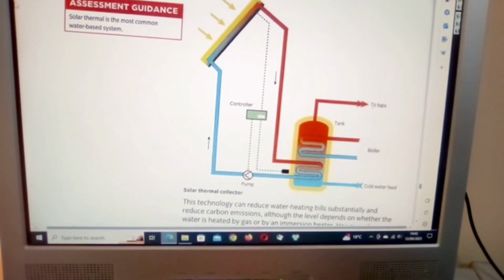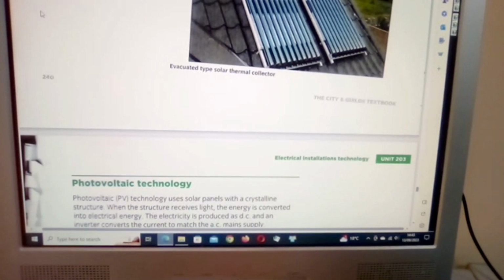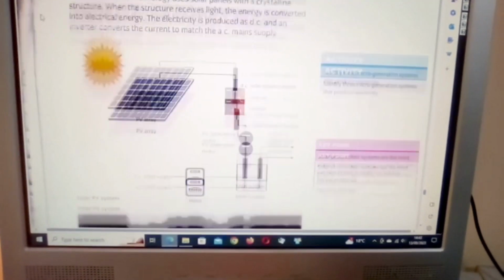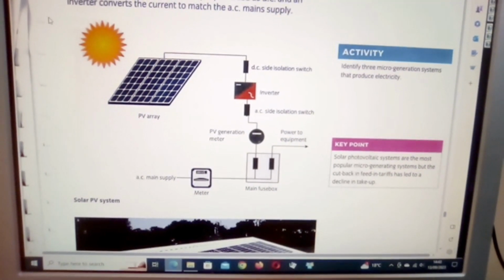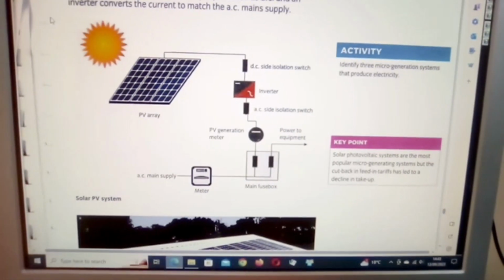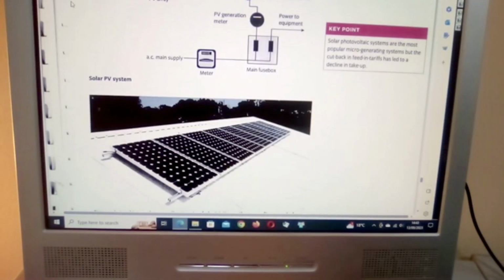Water flowing that way. And here we have photovoltaic technology. Again, some of you will be working on this already. There's quite a massive area of work now coming into this area and field.